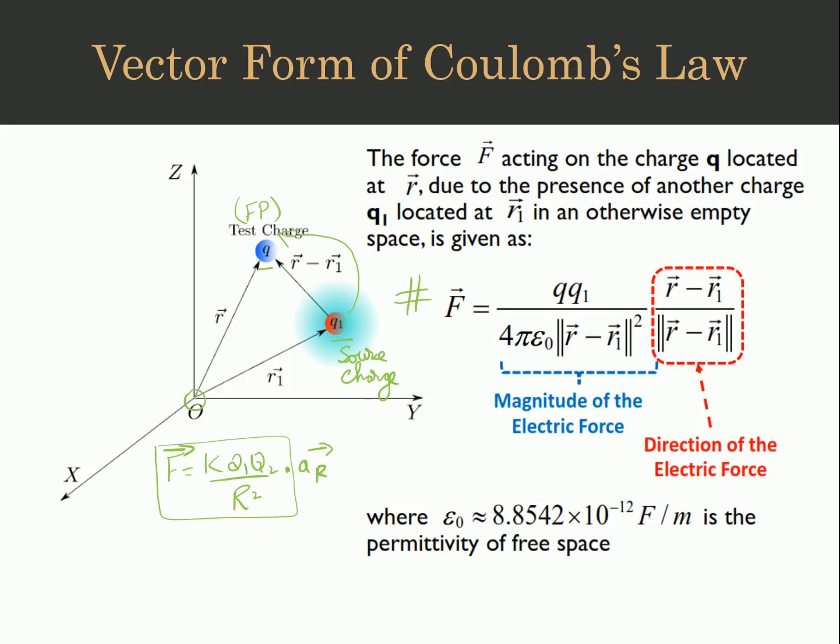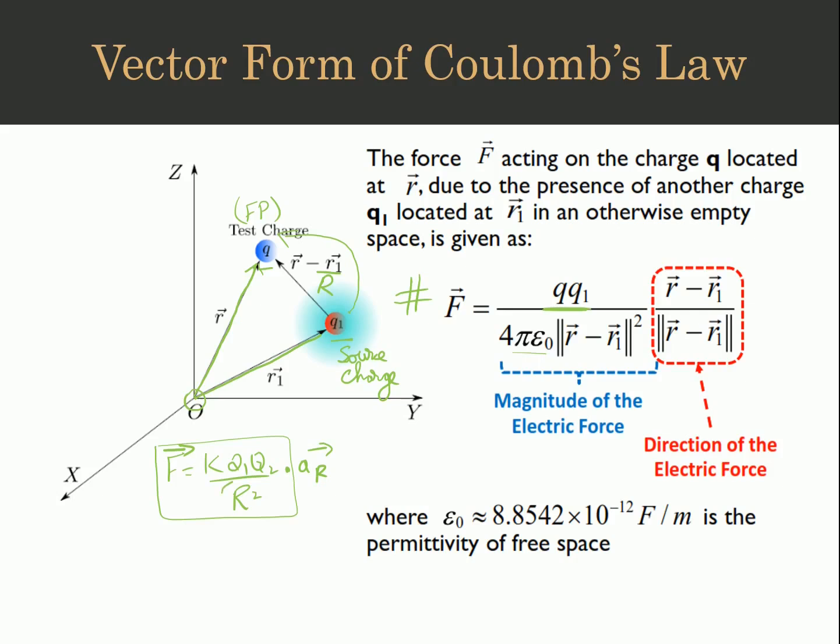In vector form, we can write vector F is equal to the product of charges q and q1 upon 4 pi epsilon naught, with r square being the distance vector between q1 and q. We know that r1 is the position vector showing the distance from the origin to q1. R is another position vector showing the distance from the origin to the test charge q. So this is the distance vector between q1 and q, that is r minus r1.